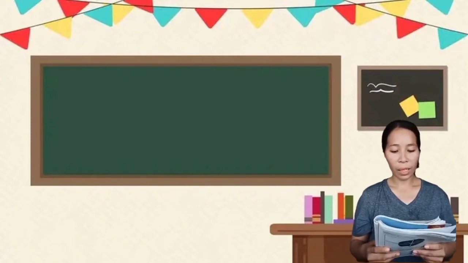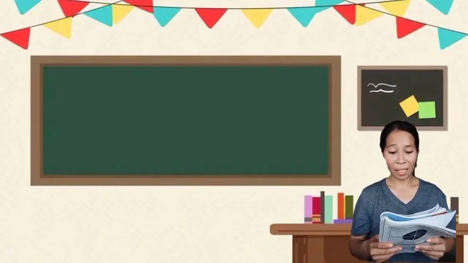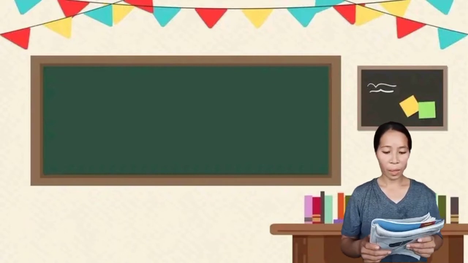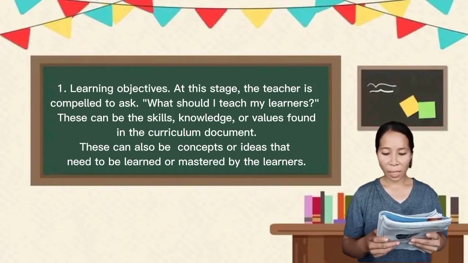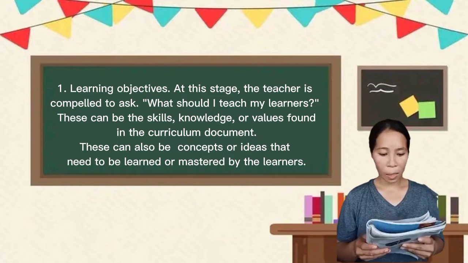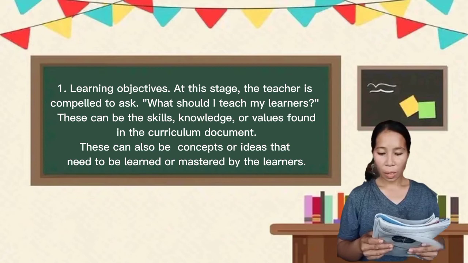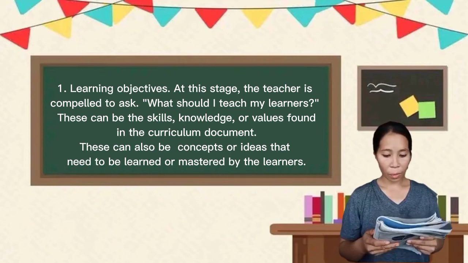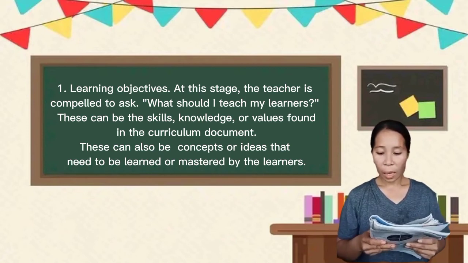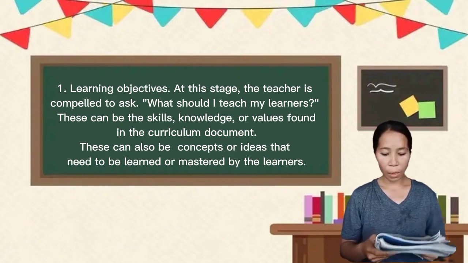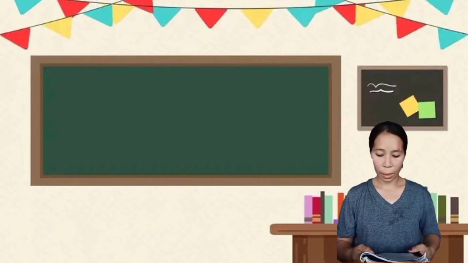Number one, learning objectives. At this stage, the teacher is compelled to ask, what should I teach my learners? This can be skills, knowledge, or values found in the curriculum document. This can also be a big concept or idea that needs to be learned or mastered by the learners.